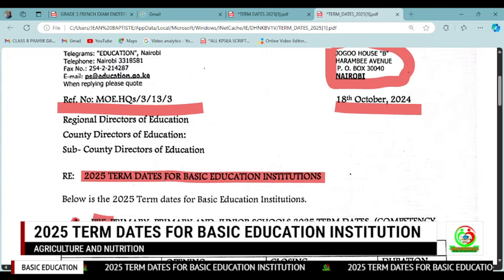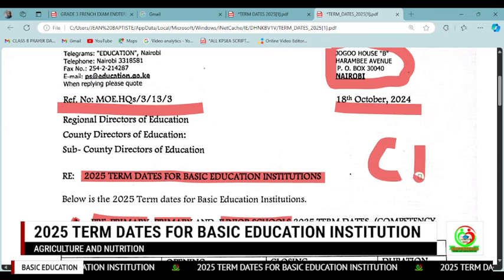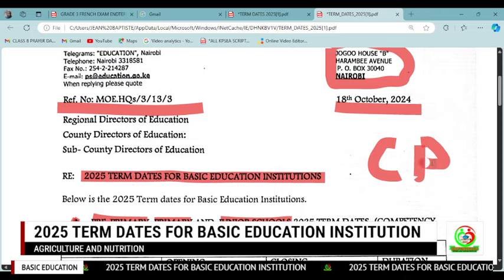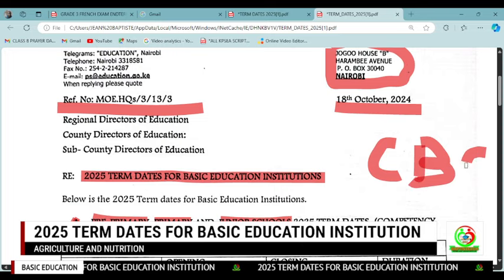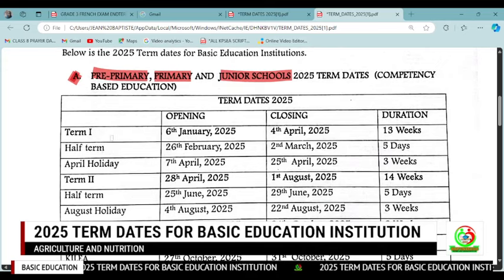It will start from primary and junior school, the 2025 term dates for the CBC, that's the Competency Based Curriculum. So now we start from the first term. First term will begin on 6th January to 4th April 2025.